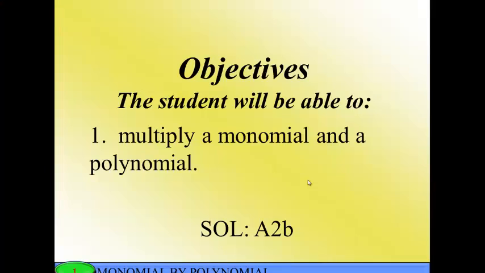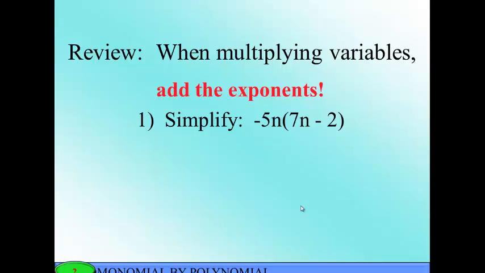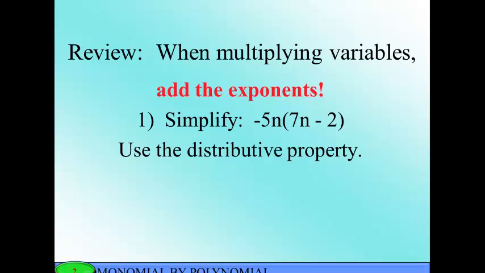Alright, our next objective is to learn how to multiply a monomial and a polynomial. Remember that when multiplying variables, we have to add exponents. So for example, if we are going to multiply negative 5n times the quantity 7n minus 2, we have to use the distributive property. I am going to multiply 7n by negative 5n and then multiply negative 2 by negative 5n. So negative 5n times 7n. Next, we distribute negative 5n to negative 2.